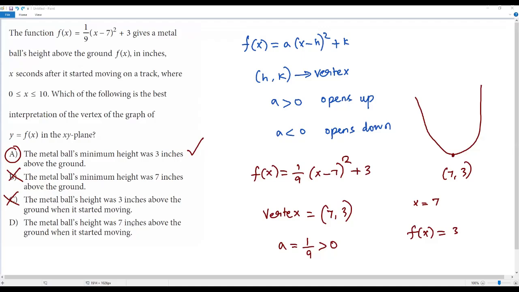And let's go to option D. The metal ball's height was 7 inches above the ground. It's completely wrong, because 7 represents the time.